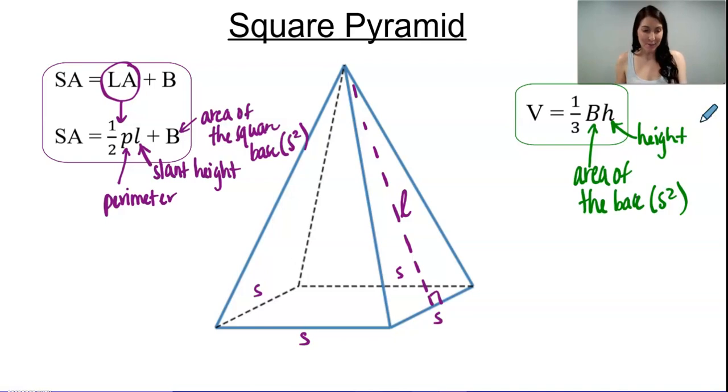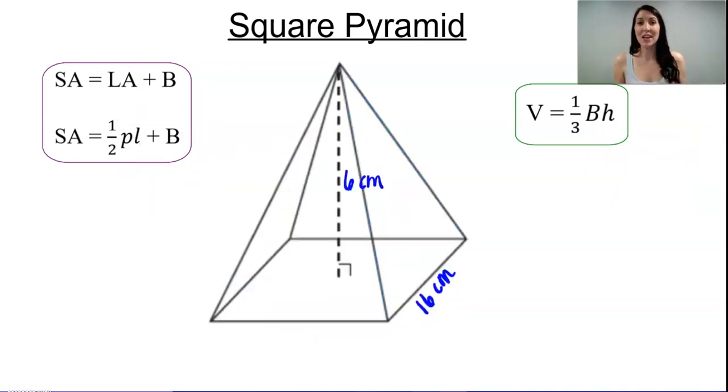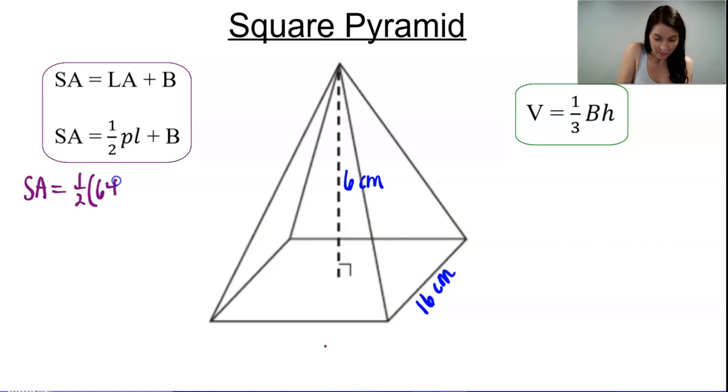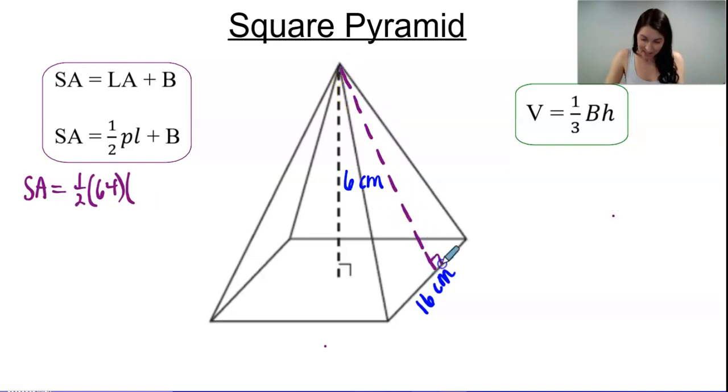All right, let's take a look at a couple examples. In this square pyramid, we are given the height of the pyramid, and we're also given one of the sides. First let's find the surface area, which is comprised of the lateral area plus the base of the square pyramid. Our surface area would equal 1/2 times the perimeter, and the perimeter would be 16 plus 16 plus 16 plus 16, or all 4 sides of the base added up, which is 64. Then we multiply that by the slant height. Notice in this problem, we are not given the slant height. That would be this distance right here.